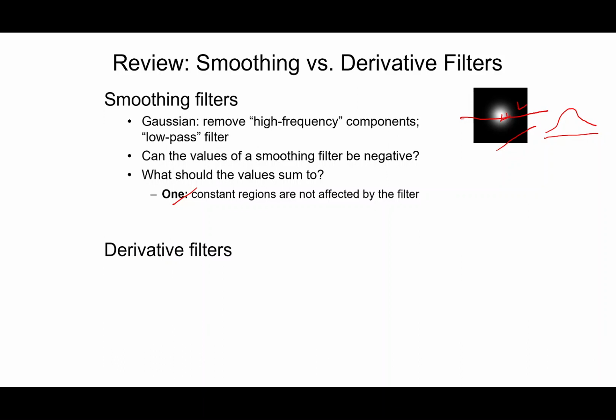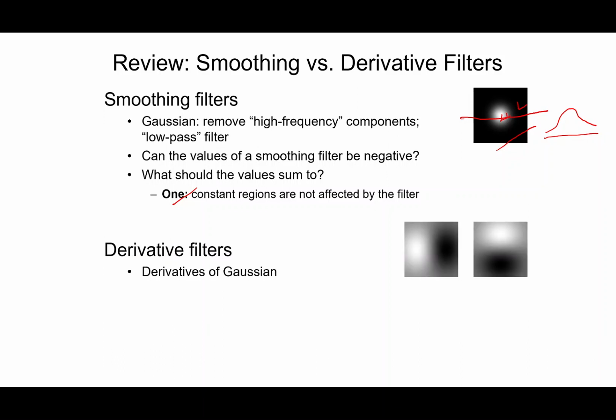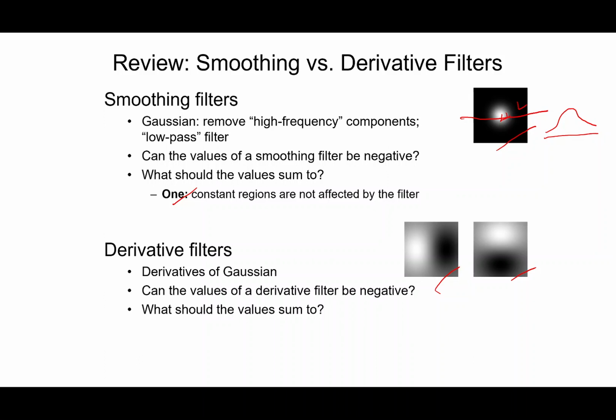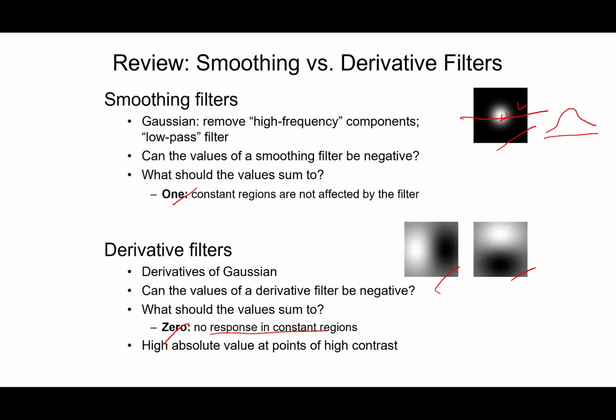And the derivative filters are slightly different. Derivative of Gaussian filters are these. Can the values of the derivative filter be negative? Yes, of course. What should the values sum to? The values must sum to 0. No response to the constant regions. So high absolute value at points of high contrast.